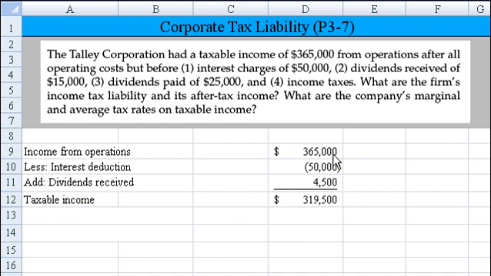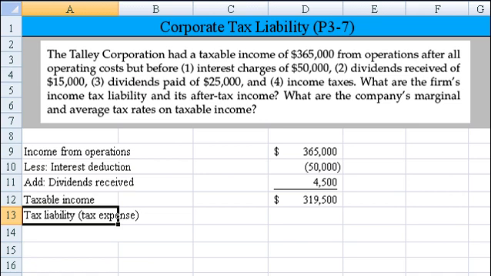So, income from operations less interest deduction plus the calculation where we had to consider the dividend exclusion, and we come up with taxable income. All right, the next thing we need to calculate is the tax liability. And to use the tax liability, we really need to look at the tax tables. Well, we have taxable income of $319,500.